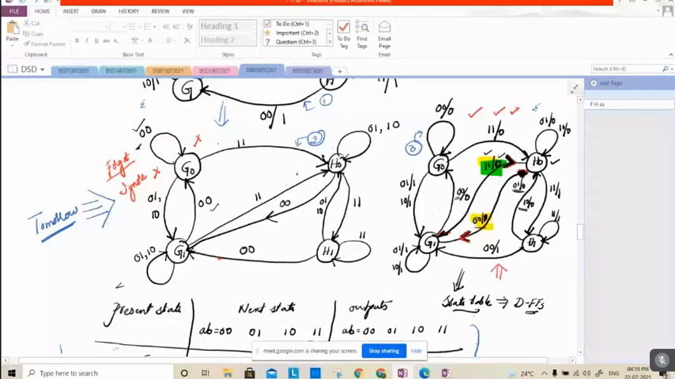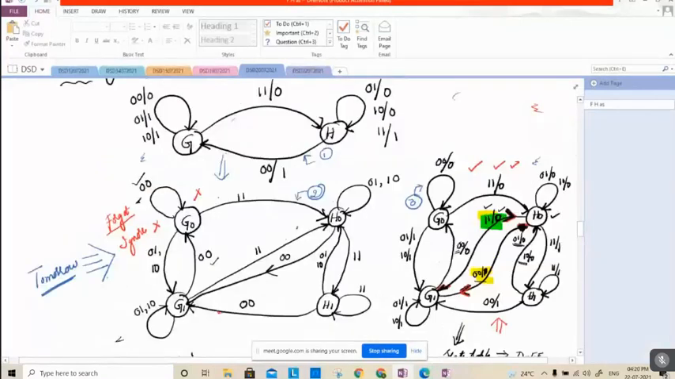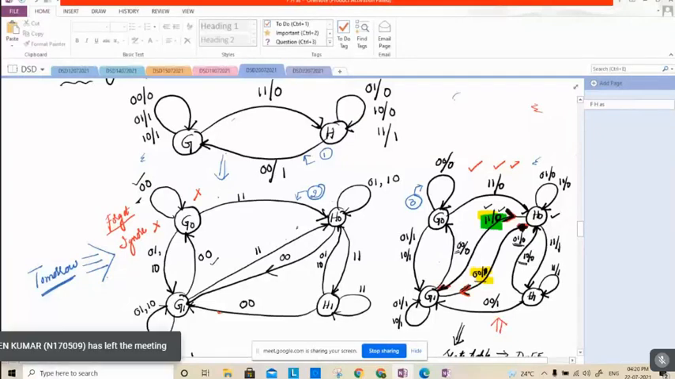Now, what is the first difference that you may observe here among 1 to 3? Compare state diagram 1 with 2 with 3. What is the difference that you can notice? Right. So the number of states varied. Next. What is the difference?